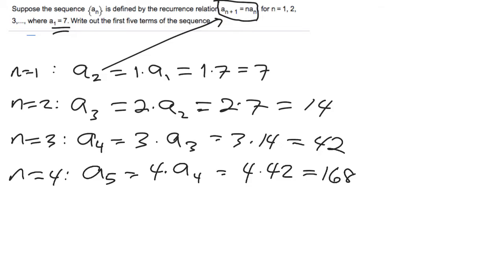And so the first 5 terms of my sequence, remember I was given that a sub 1 was 7. So here are my first 5 terms. First term is 7, second term is 7, third term is 14, fourth term is 42, fifth term is 168.